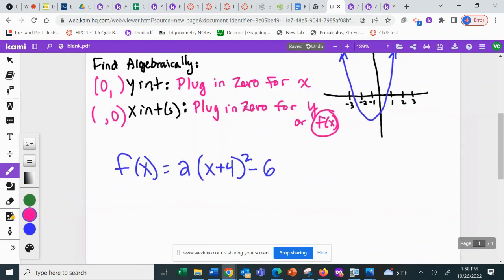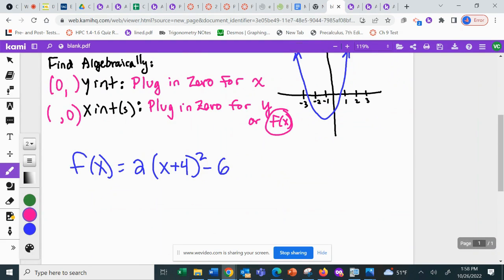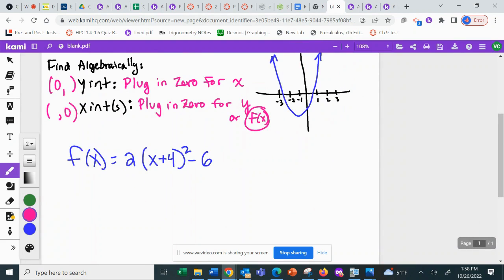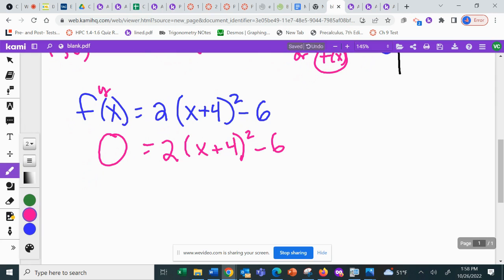So here's an example of how we could find the x-intercepts. I would make the y, which is this side, 0. So I still have an x in it. I have to get x by itself. This is where you have to solve. This is where you have to do things to both sides, because x is not by itself.